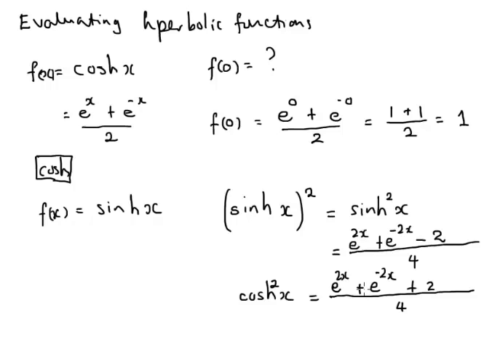Interesting, isn't it? Okay. Then say somewhere there, cosh squared x minus sinh squared x. Tell me whether you get something interesting.